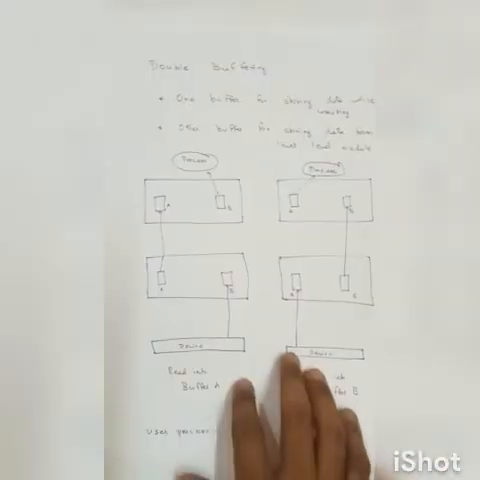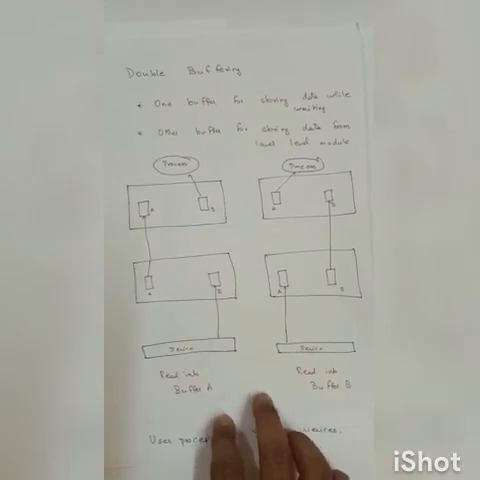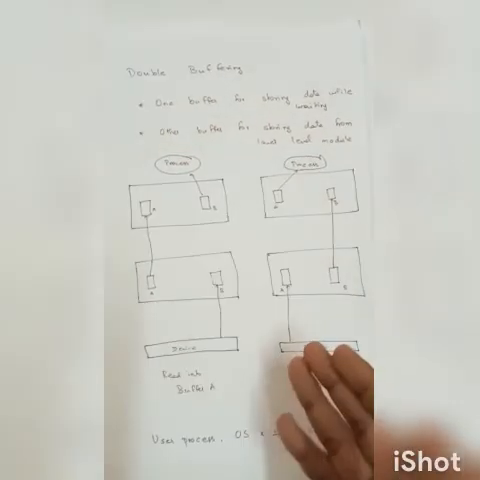And then in double buffer, you have two processes, A and B, happening at the same time, where one buffer stores the data while it is waiting, and another one works with the low level module. This is how it works. The next one is circular, and the last one is no buffering.